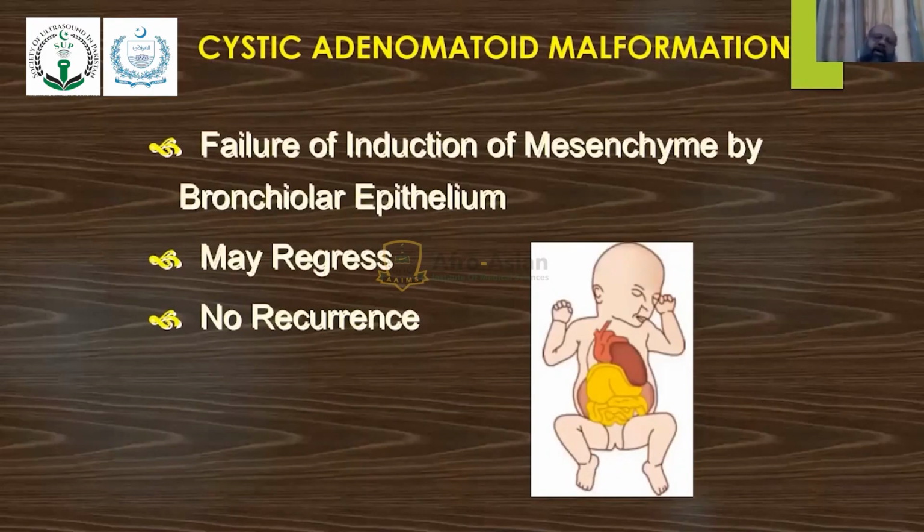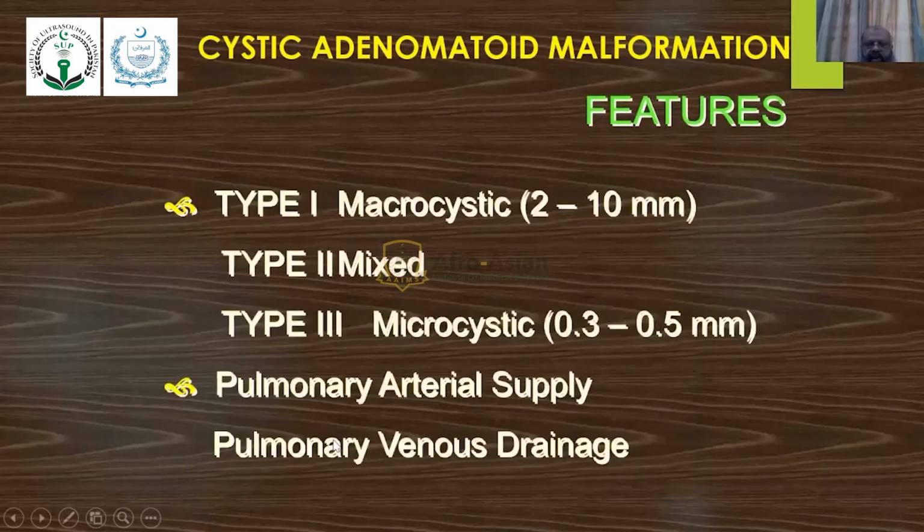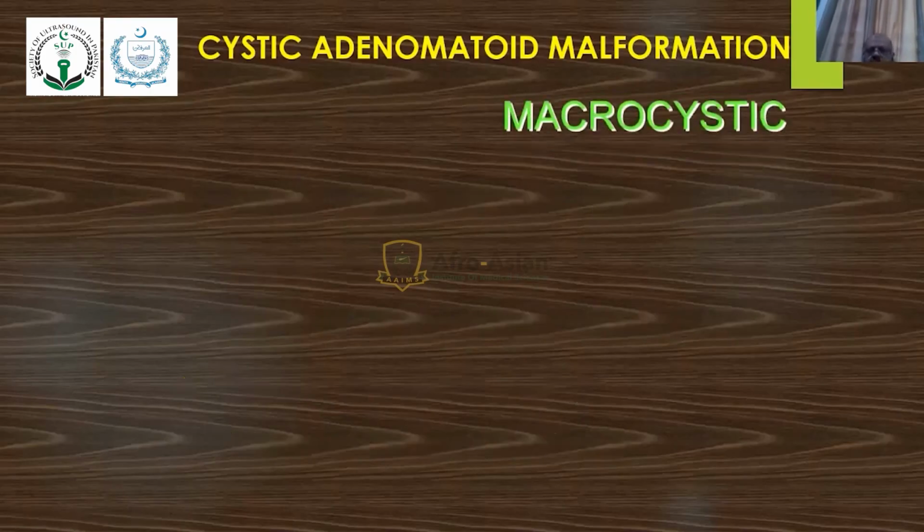Then another important thing is cystic adenomatoid malformation, failure of induction of mesenchyma by bronchiolar epithelium. It has different degrees: type 1, type 2, type 3. Type 1 is macrocystic, type 2 is mixed, and type 3 is microcystic. This will appear more hyperechoic as compared to the macrocystic. They will appear larger, with multiple cysts visible in the macro.